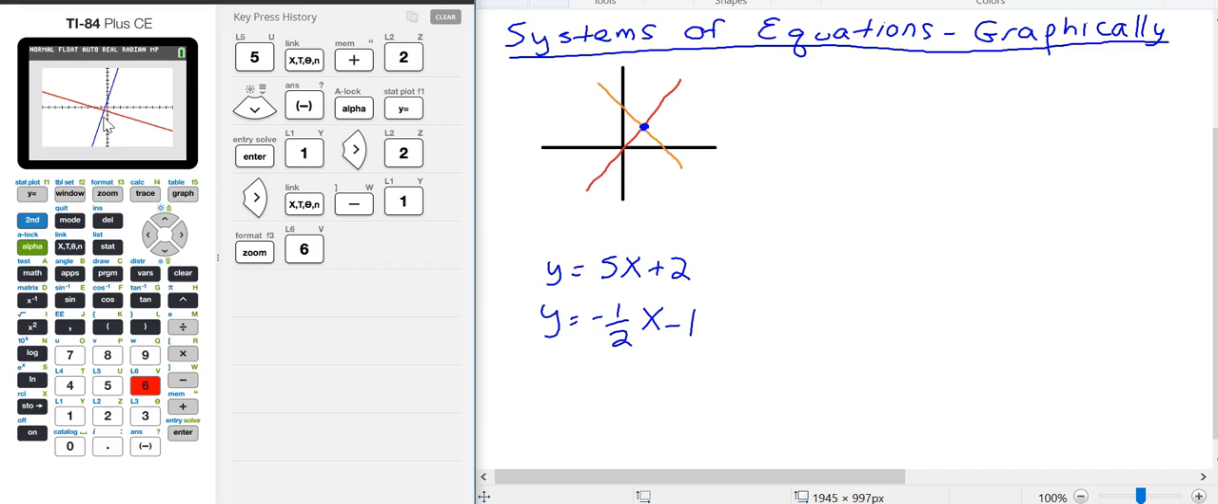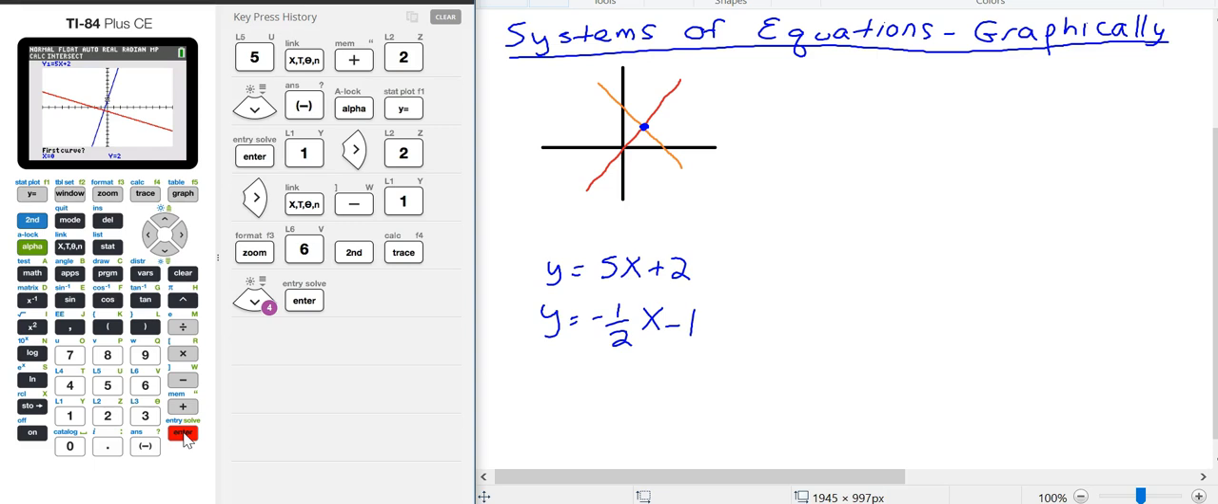We're going to press the second button, and notice when it's not clicked, it's in blue. So when we click on it, we're really activating the little blue words above each button. So we're going to press second trace to go into the calc menu. We're going to either scroll down to 5 or press the 5 to go to intersect. Press enter.